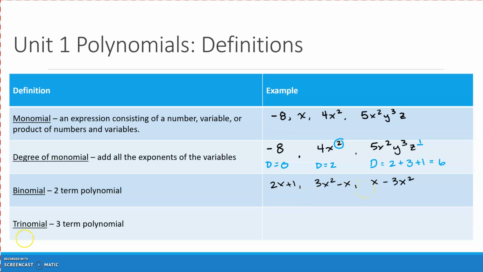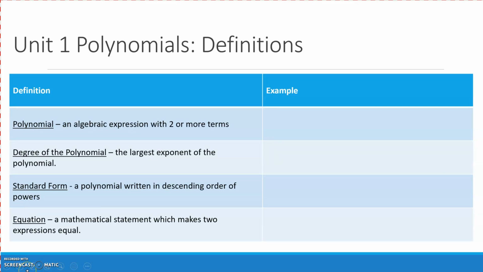A trinomial is a 3-term polynomial. If you look at the word tri, that means trinomial. So that could be 3x squared minus 8x plus 7. It could be 7x to the 4th minus 8x squared plus 1. Those are all trinomials.